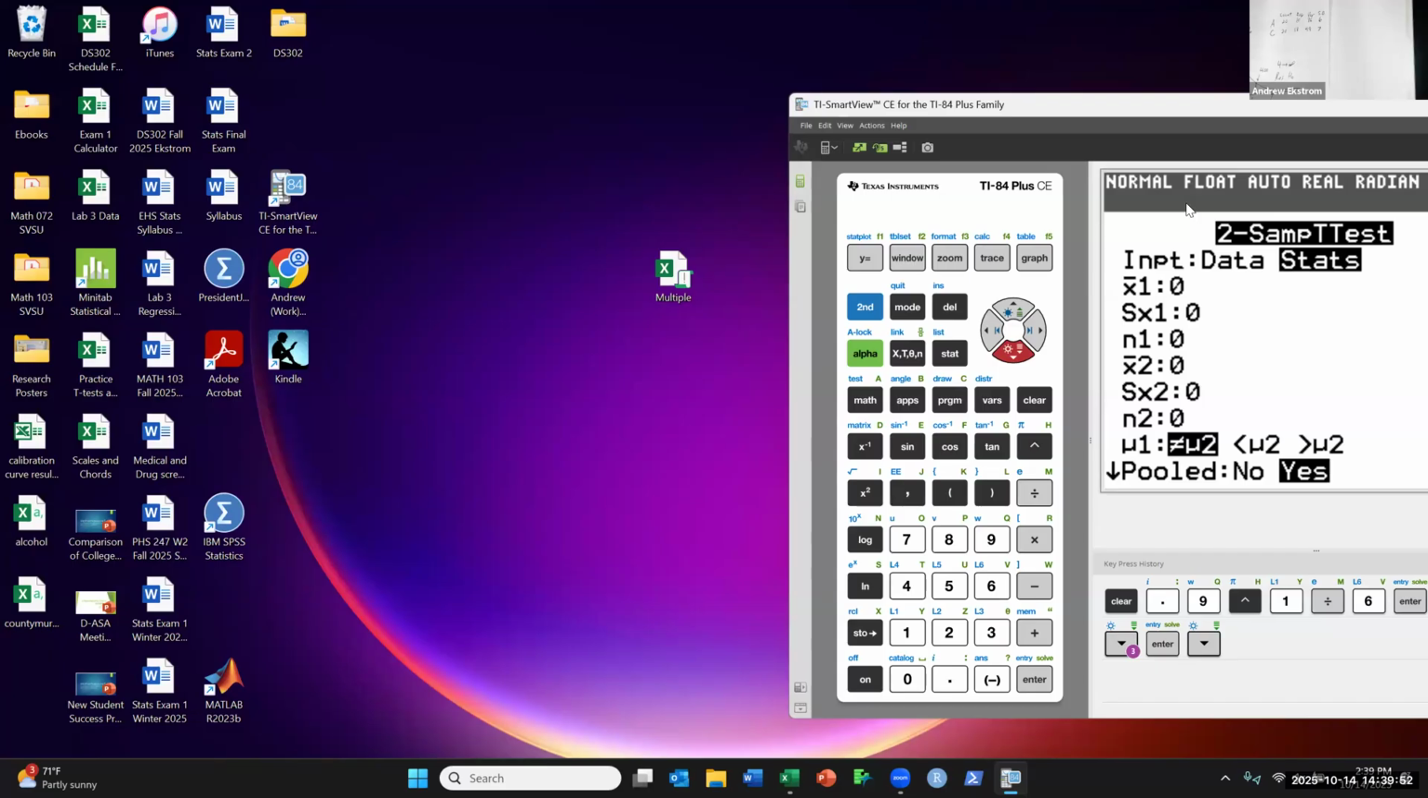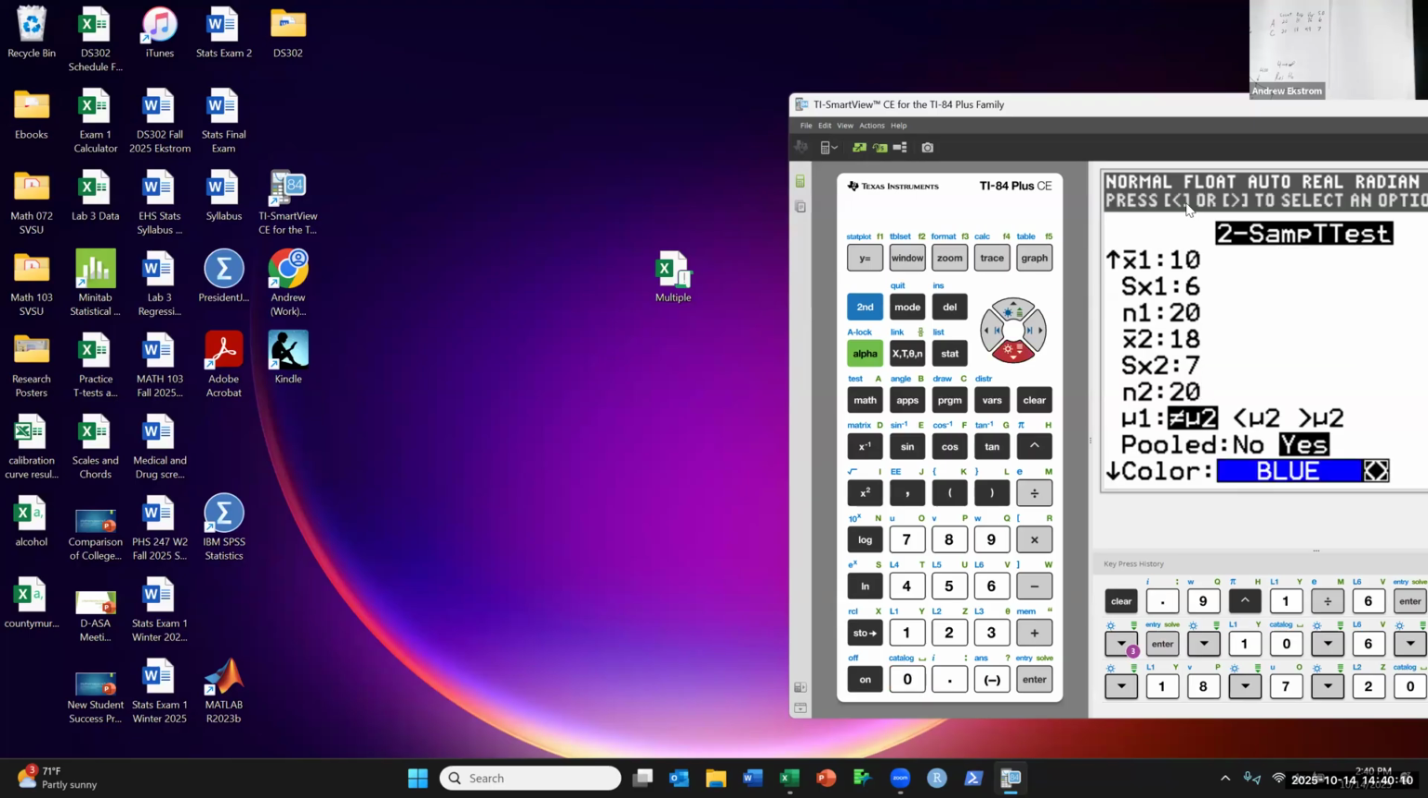So my average for the first group is 10. Standard deviation for that is 6. The number of subjects there is 20. For the next group, it's 18. Standard deviation for that group is 7. Again, we're looking at 20.